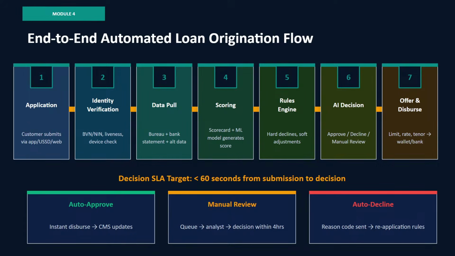Quickly moving on. So the end-to-end automated loan origination flow goes from the customer application to verifying the identity, that the owner of whatever data is submitted, BVN, NIN, is actually who is applying, because liveness check would have been done, device check would also have been done, and you're also pulling data from different sources to arrive at a risk score, and also layer it with your rules, and a decision is made whether to approve, decline, or review manually, and you send an offer to the customer. That is the end-to-end flow of an automated loan origination.